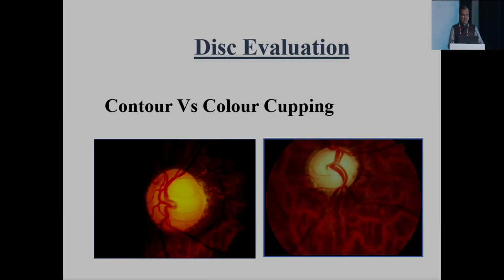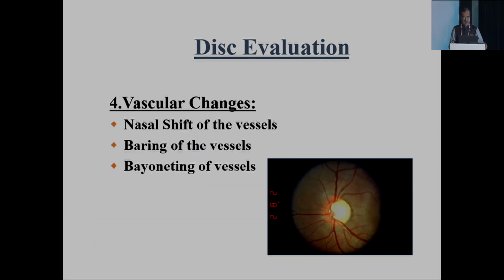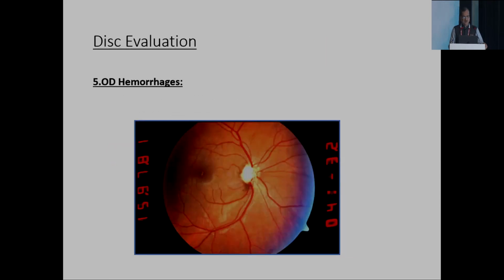Then comes the important thing, contour versus color cupping. If you see the disc on the left side, the color cupping may look like this, but if you look at the right one with the dipping of the vessels in the periphery, that is the real physical amount of contour cupping that you need to take into consideration. The vascular changes, we all know, the nasal shift of the vessels, baring of the vessels, and bayonetting of the vessels need to be looked at.